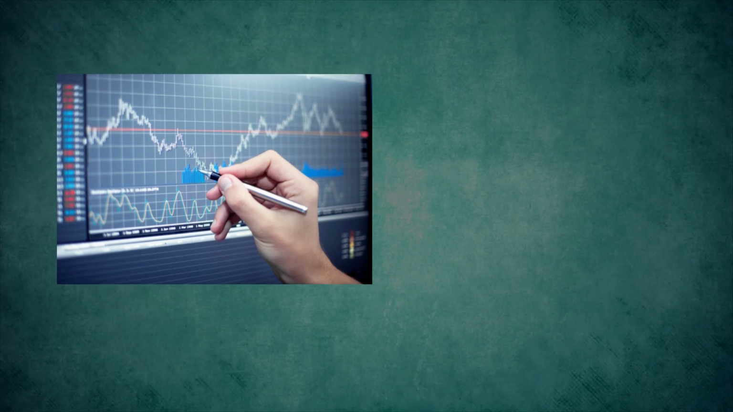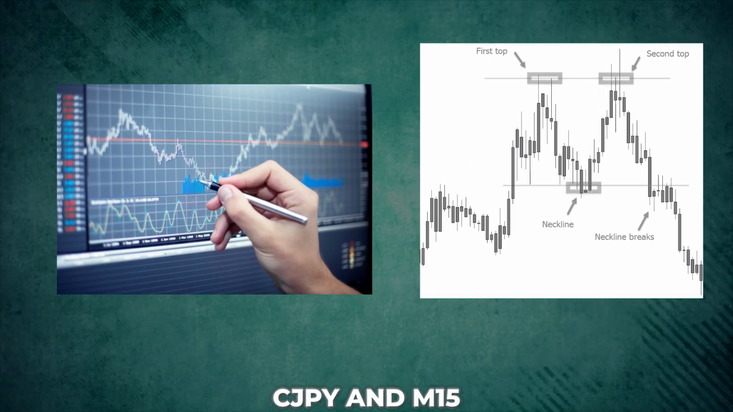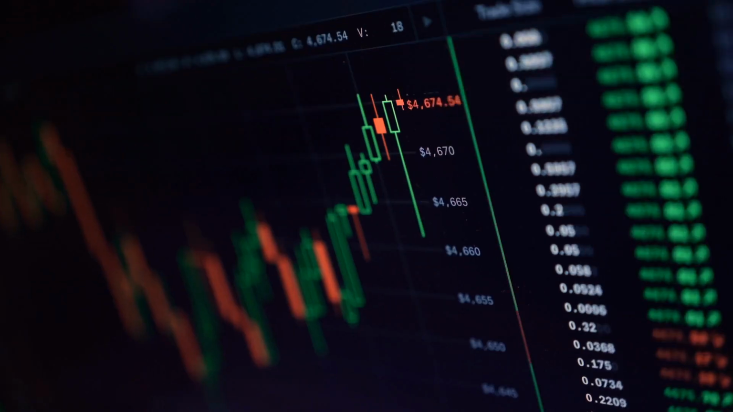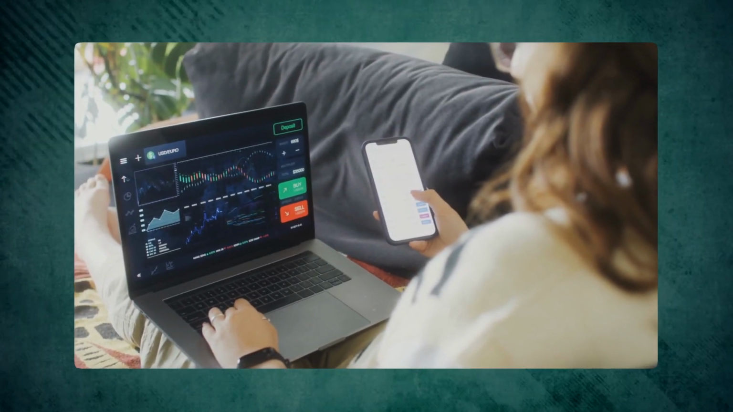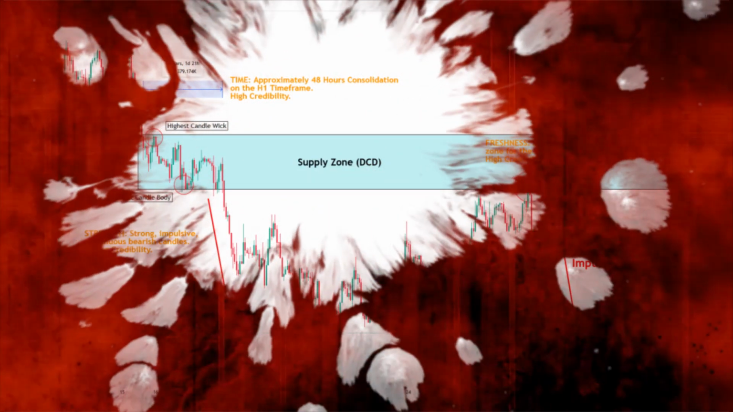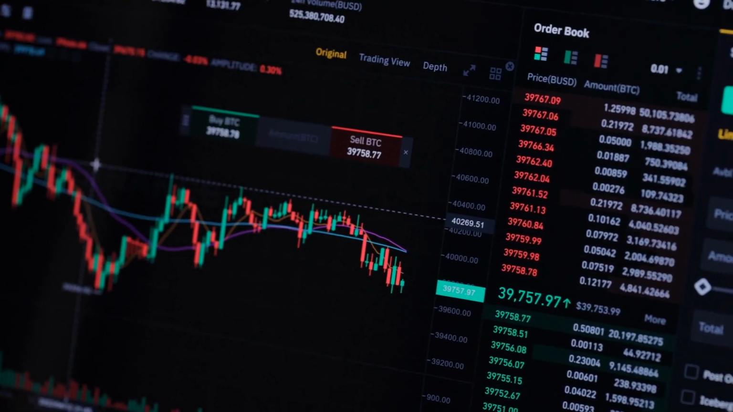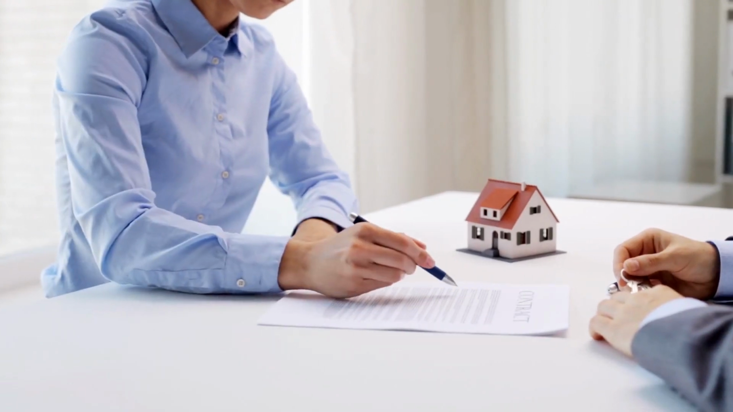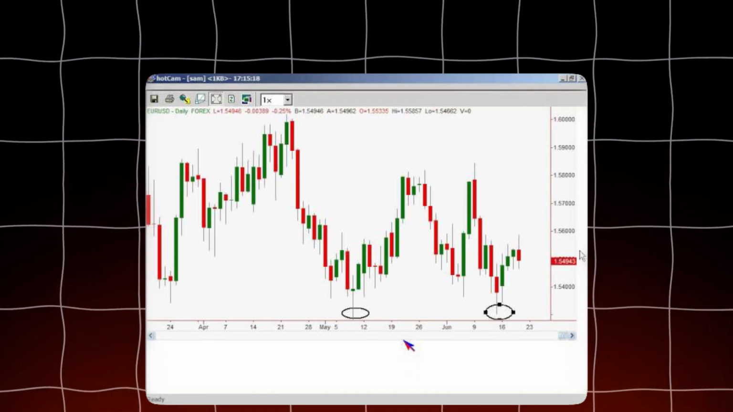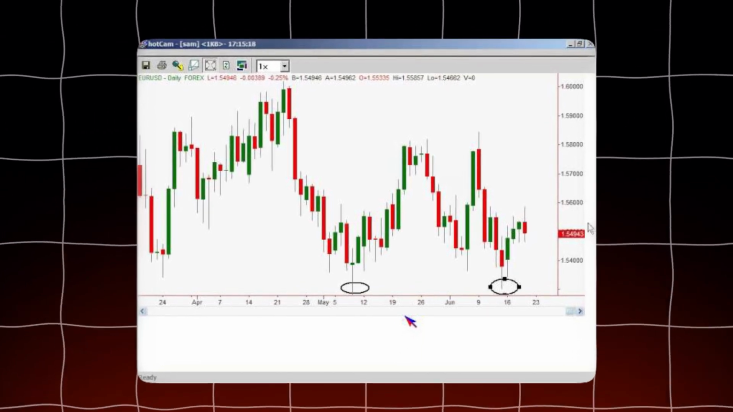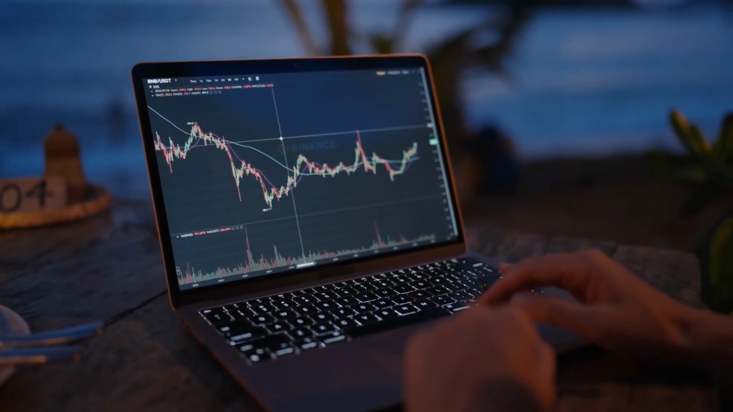At the moment, we are utilizing CJPY and M15. Several large bearish candlesticks give the impression that there is intense selling going on. I will be marking the supply zone once more. When the price returns to this region, we will then proceed with the sale. At this point, the price returned to the zone that we were in. Now is the time to enter the market.